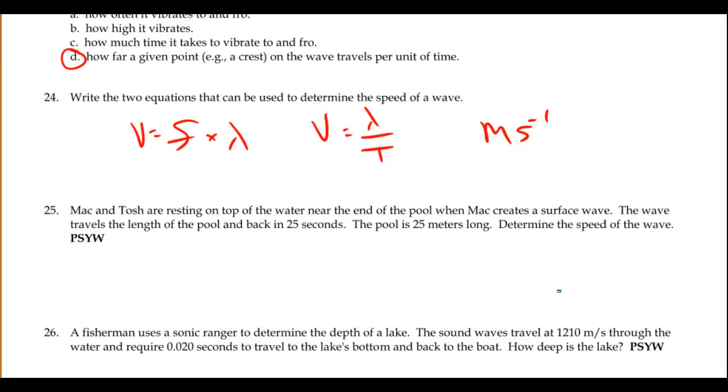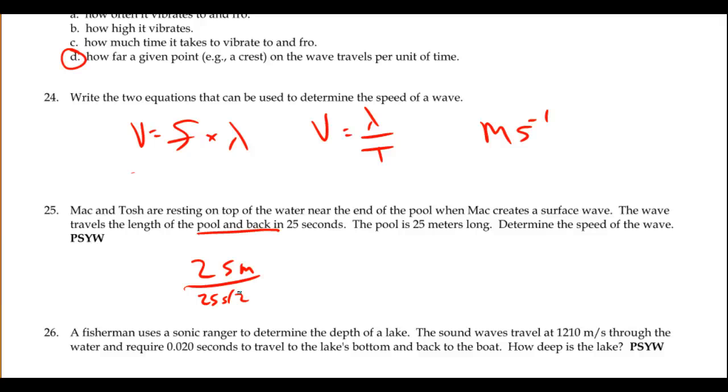A couple of people are resting on top of the water, and they create waves, and they see it travels the length of the pool and back in 25 seconds. The pool is 25 meters long. Determine the speed of the wave. Now, you have to be careful. It's the length of the pool and back. So it's traveling 25 meters of distance in 1/2 of 25 seconds, because it's going to go the full length of the pool in half of that time.